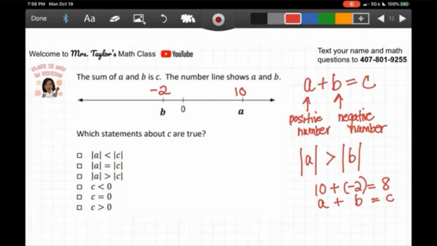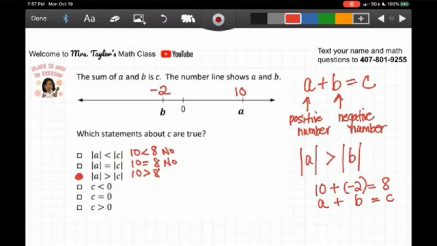So let's look at our statements. It says, which statements about C are true? So we know that A is positive and B is negative, but the absolute value of A is going to be greater than the absolute value of B. We know that our answer is going to be a positive number, or greater than 0, as well. Is the absolute value of A less than C? So in our scenario, is 10 less than 8? The answer is no. Is 10 equal to 8? The answer is no. Is 10 greater than 8? The answer is yes. So we'll pick this one.